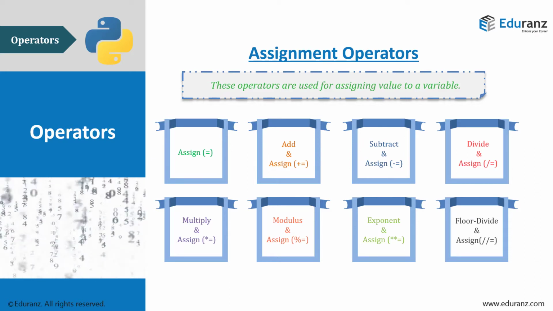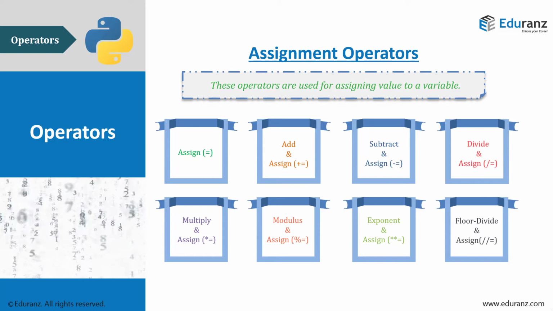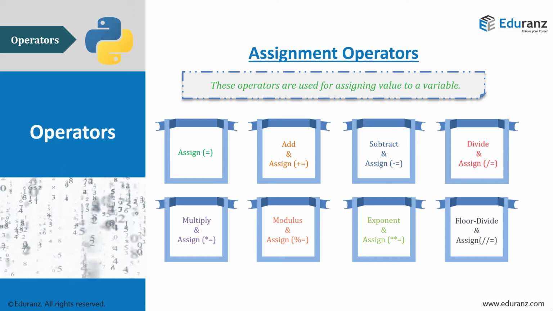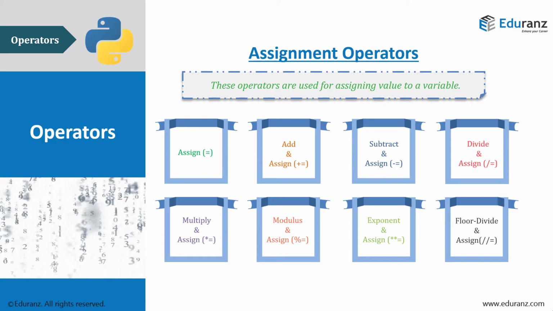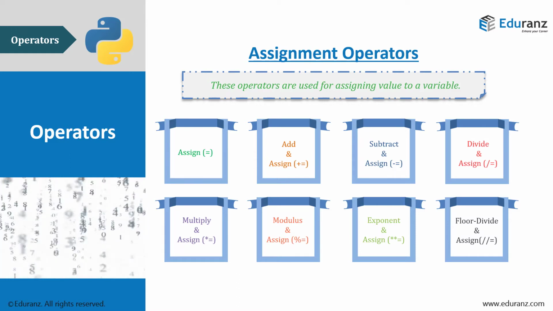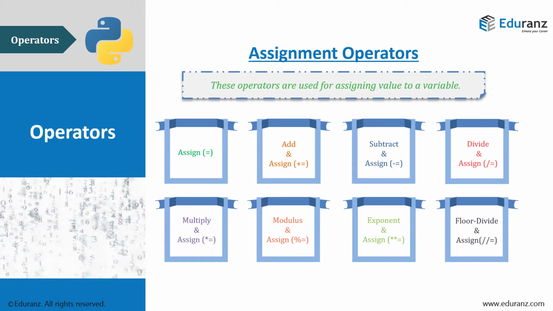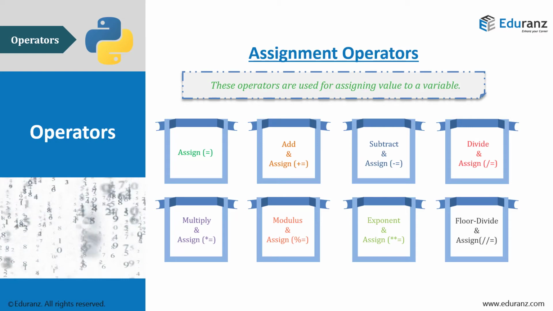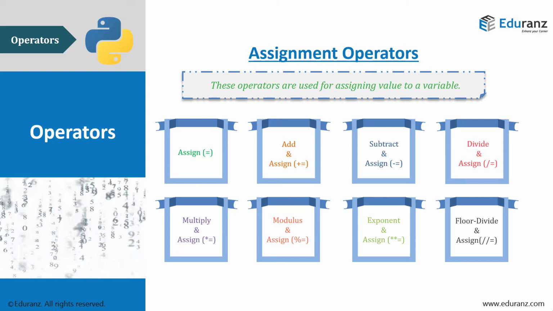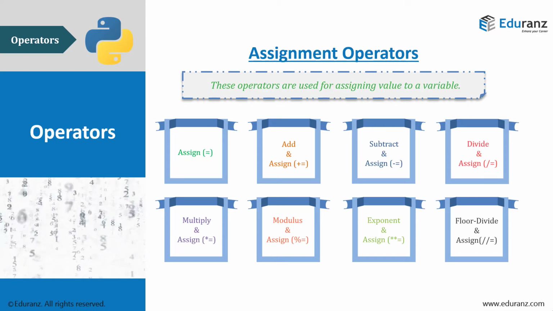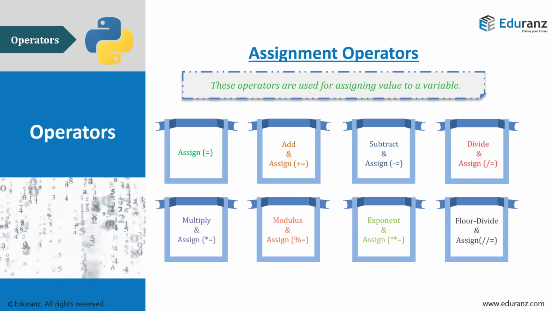So basically, it subtracts the value on the right from the value on the left. Then it assigns it to the expression on the left, right? And further, we have divide and assign. Similarly, it divides the value on the left by the one on the right, right? Then it assigns it to the expression on the left again, right? Similarly, for multiply and assign, it multiplies the values on either side.